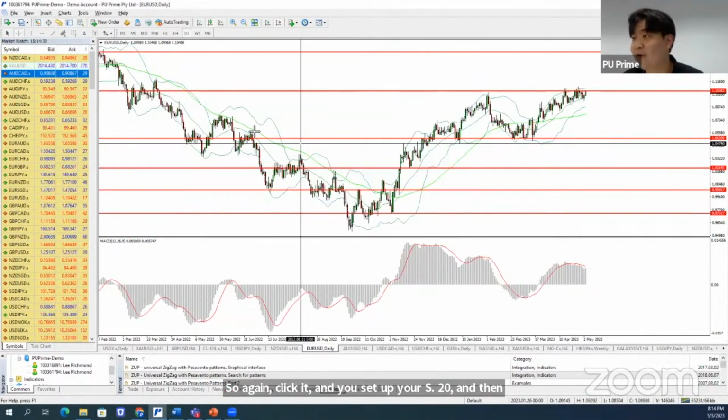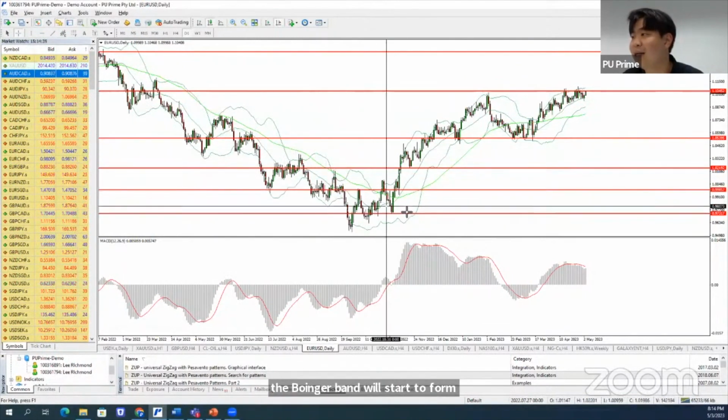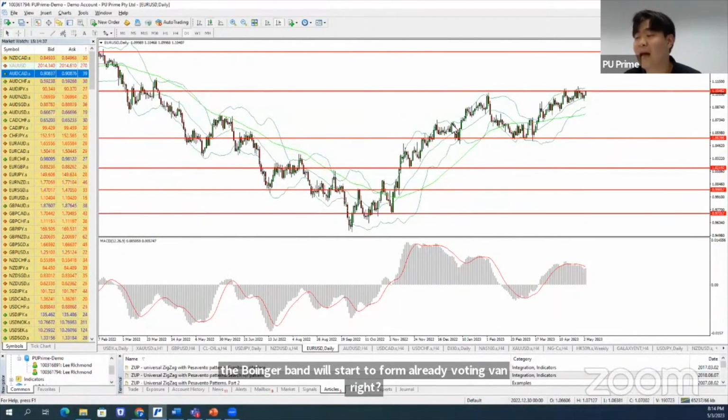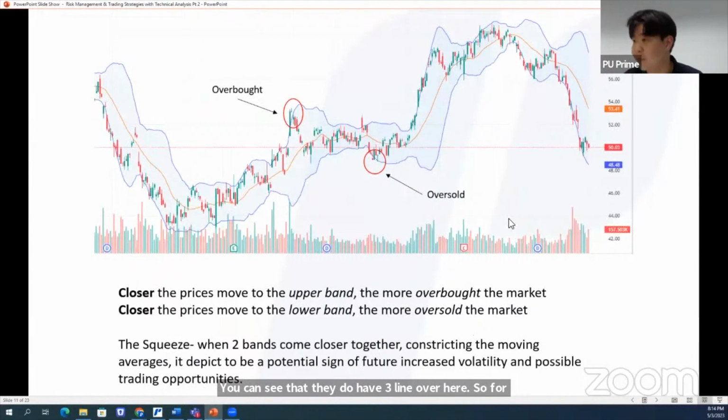For the Bollinger Band, you can see that they do have 3 lines over here. So how can we use it as a trade strategy? It's very simple, but this Bollinger Band is more suitable for short-term trading, because the resistance and support levels are quite near also. So how can we use it?